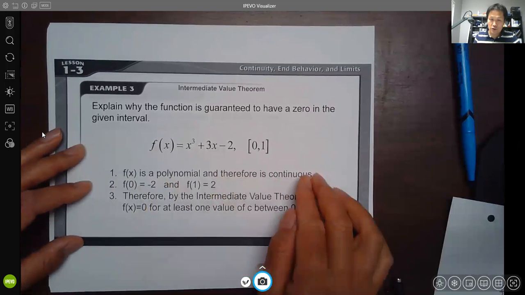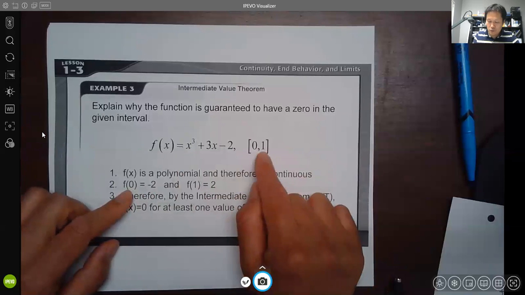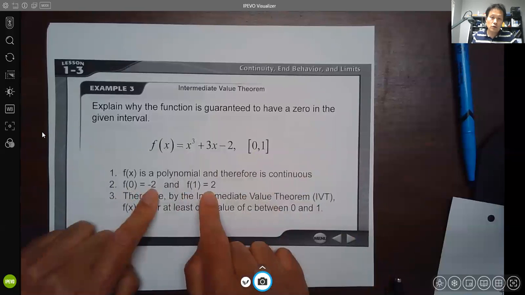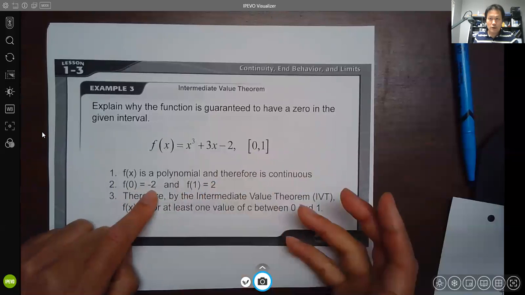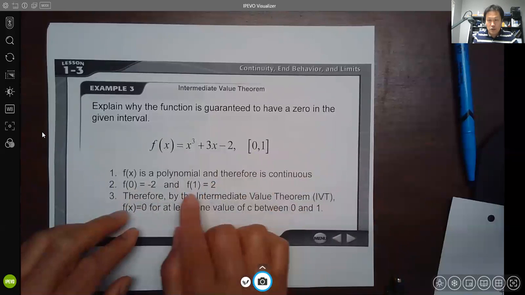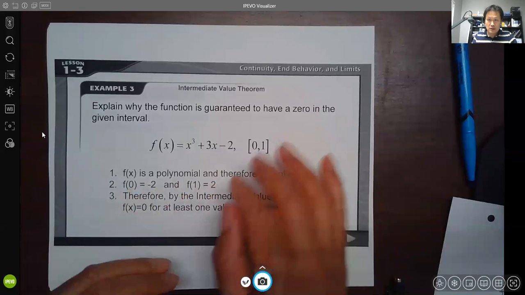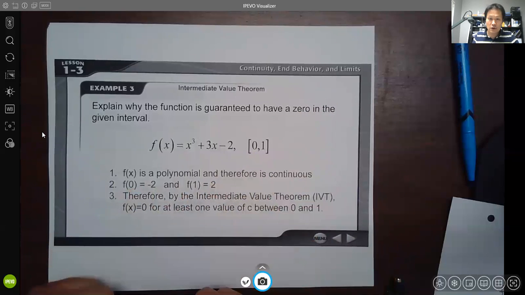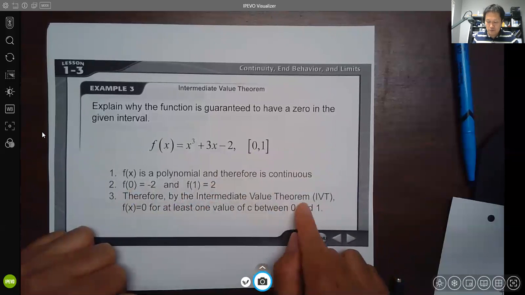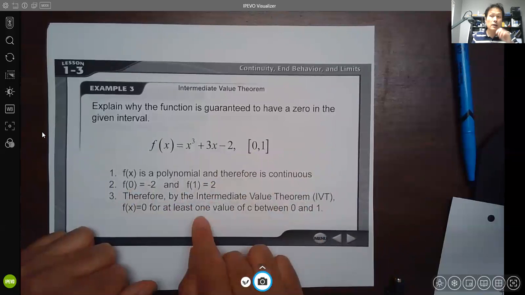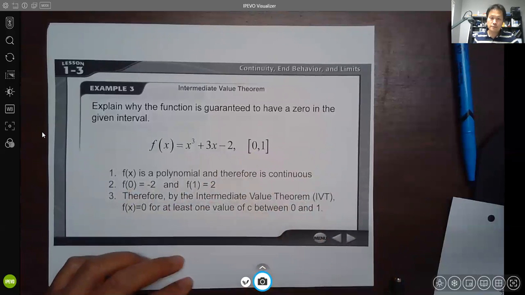You say it's continuous. Then you plug in 0 for x, plug in 1 for x, and get the function values. One is negative, one is positive. So we talked about it: a sign change, the y value changes its sign from negative to positive, which means it has to pass through zero somewhere. So you say, therefore, by the intermediate value theorem, we have at least one 0, at least one x-intercept between 0 and 1.